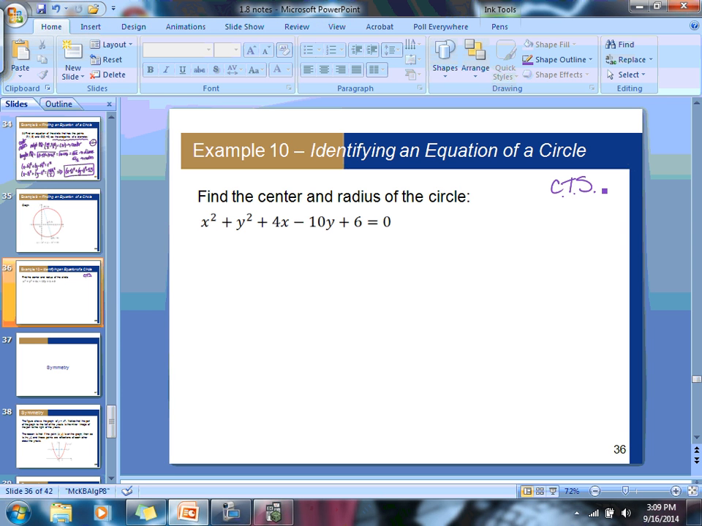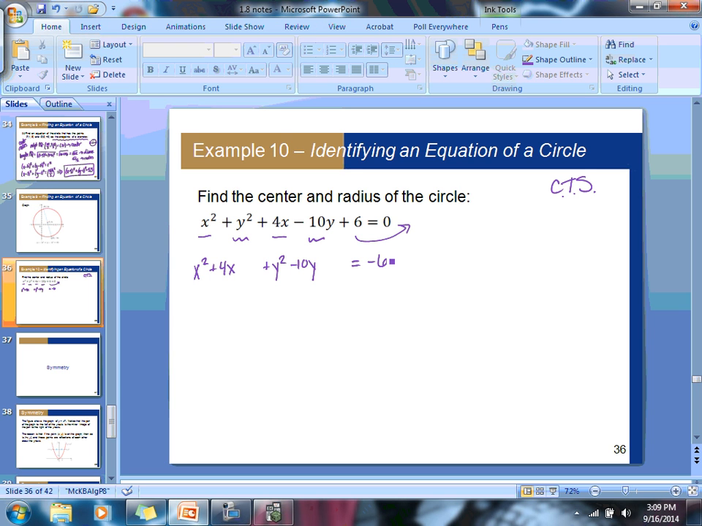So what I need to do is a couple things to get ready to do that. I need to group all my x terms together, and I need to group all my y terms together, and I have to get rid of that constant term. I have to move it over to the other side. So I'm going to have x squared plus 4x grouped together, and then my y squared minus 10y grouped together, and then I have the negative 6 on the other side of the equation now.